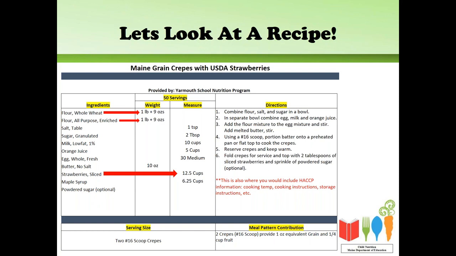On the left-hand side of the recipe, you see your ingredients and the measurements for them. Notice how some of them are in weights and some are in volume. Flour is measured in weight and the fruit is in volume. This is how it credits towards the meal pattern. And then on the right, you see your directions. These are very nice, clear directions. There's a note on there that if this was a recipe that had a minimal internal cooking temp, like hamburger or something like that, that is where you would also include any of those HACCP-related instructions: cooking temp, cooking instructions, storage instructions, etc.